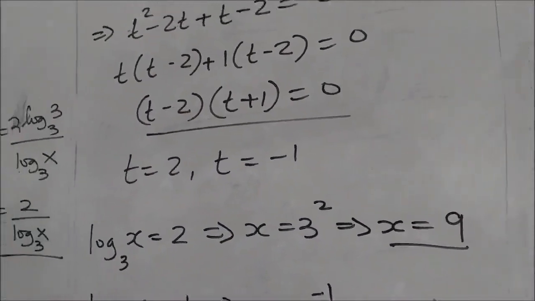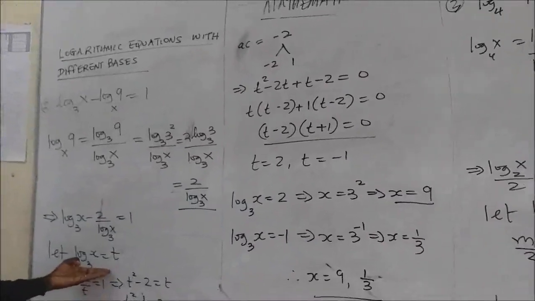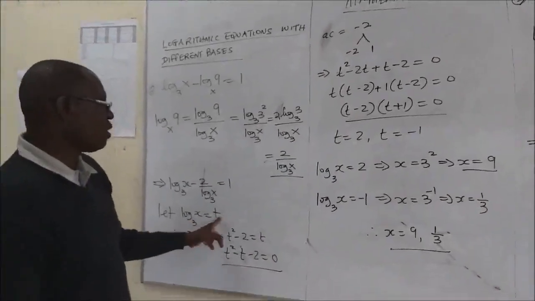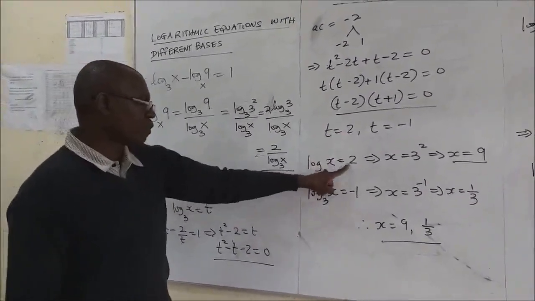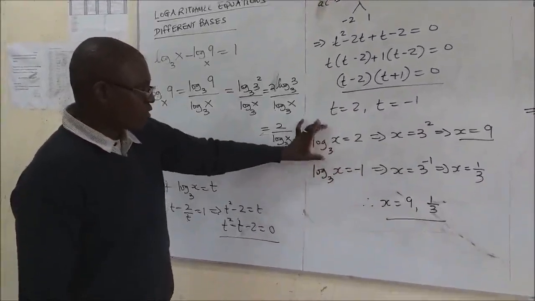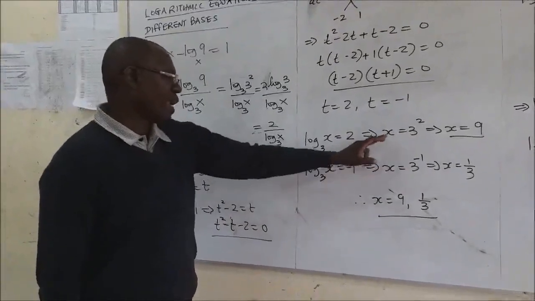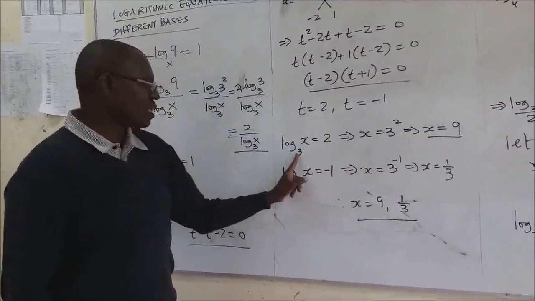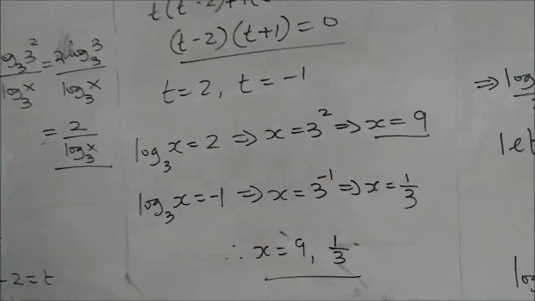Now, we take t back to this relation. Log x base 3 equals t. Now that we know the values of t, when t is 2, we have log x base 3 equals 2. This is a logarithmic form. We transform it to exponential form, where we now have x equals 3 power 2. That is, 3 is the base and 2 is the power. So x is 3 power 2, and that gives us x is 9.